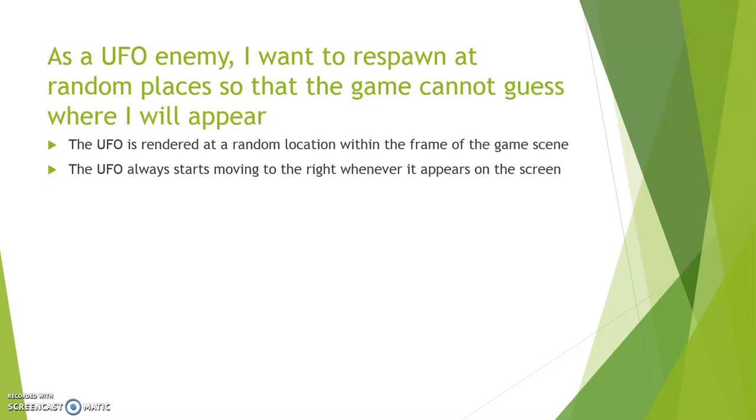and so on. As a UFO enemy, I want to respawn at random places so that the gamer cannot guess where I will appear. The UFO is rendered at a random location within the frame of the game scene, and the UFO always starts moving to the right whenever it appears on the screen.